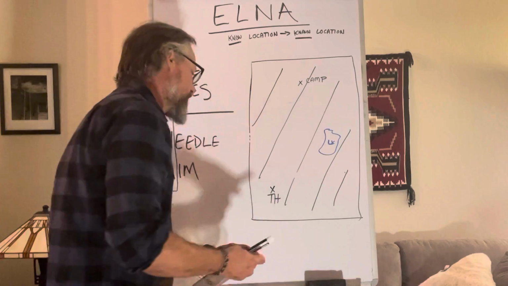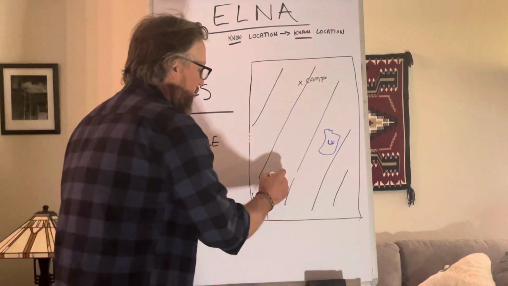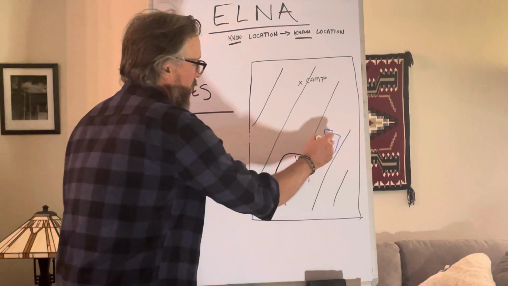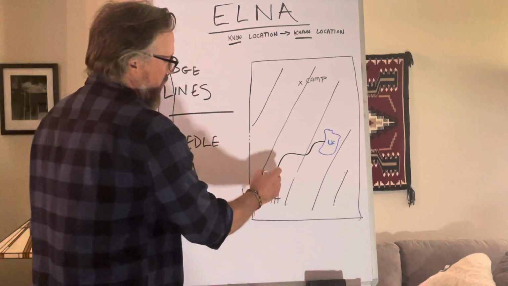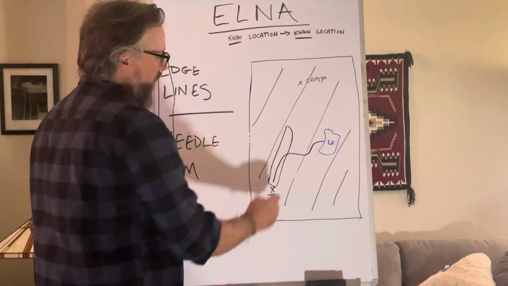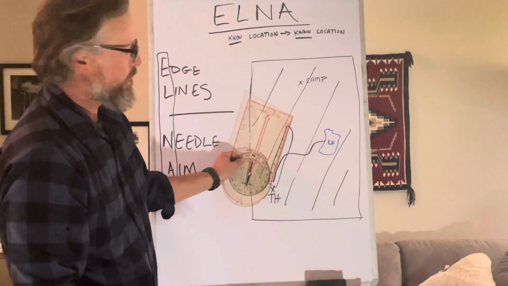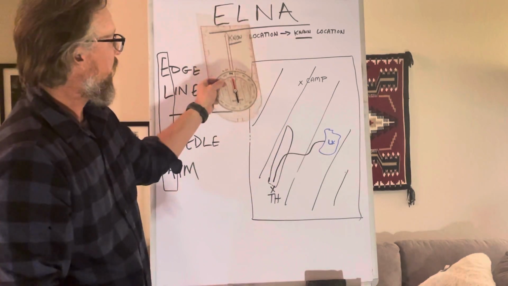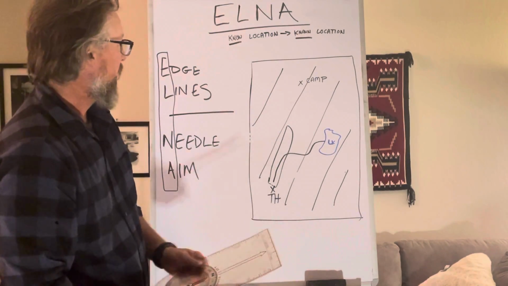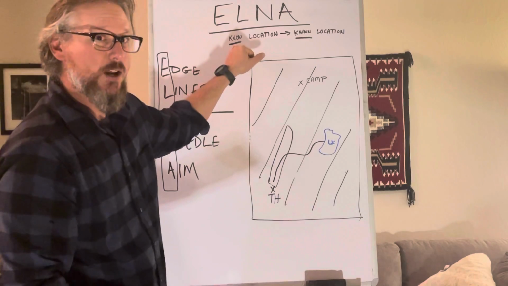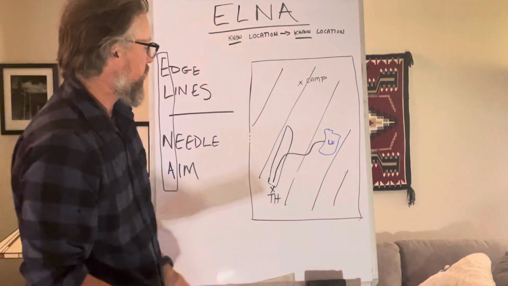So sometimes what you can do on the map is take a bearing down this section of the trail, right? Because you know that's going to be the initial direction you're going to be traveling in. So edge, line, needle, aim. Going from your known location to a known destination.